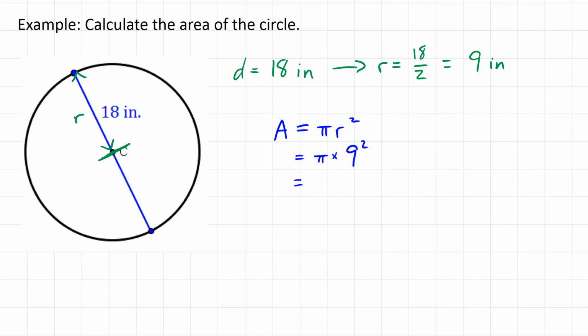So you just have to decide what works best for you and for your calculator. If I was to do this in smaller steps, the first thing I would do is the 9 squared. You'll remember from your BEDMAS days that you have to do the squares first, or the exponents first. So 9 squared is 81. And then to finish off the calculation, I do pi times 81. And I get 254.5, I'm just going to round to 1 decimal place, square inches, or inches squared.